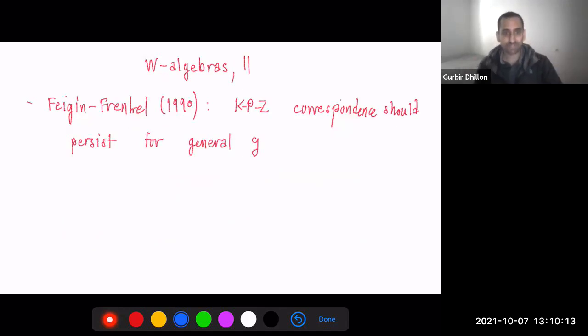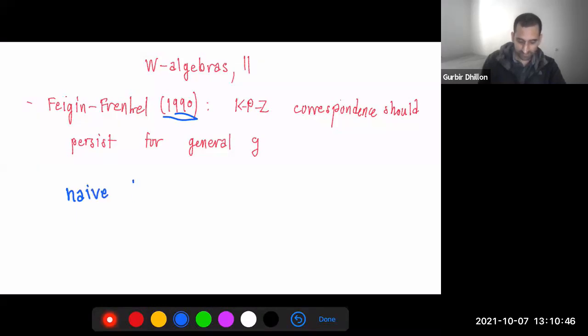Obviously, I think a lot of people in this audience really like W algebras, and this first paper, which introduced them into math, is really a fun paper to look at. But they articulated a conjecture, which was that this KPZ correspondence that worked so nicely for SL2 and Virasoro, there should be some version of it for these general W algebras. And so let me formulate the most naive hope, which was roughly how they formulated it in their first paper.